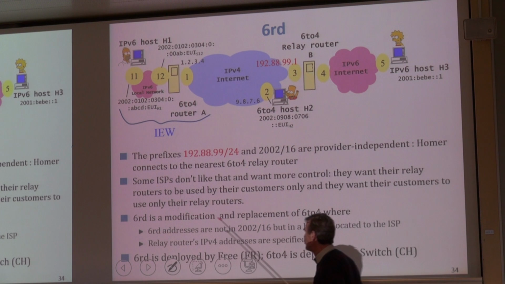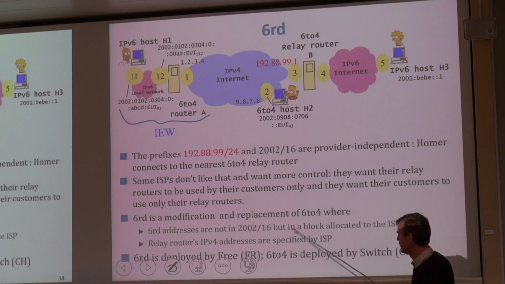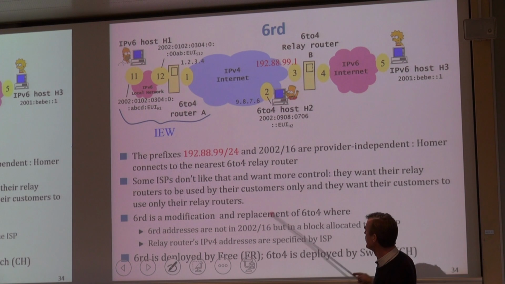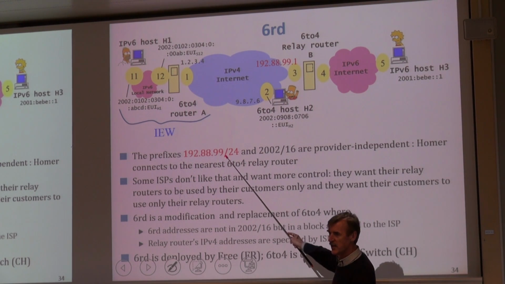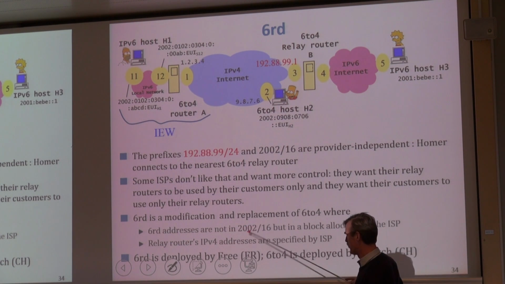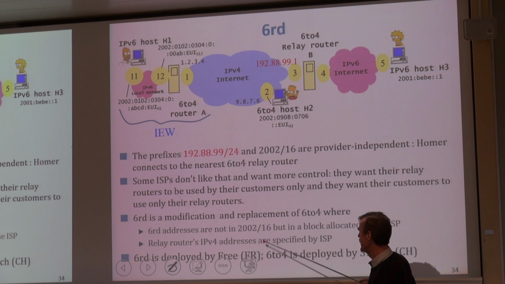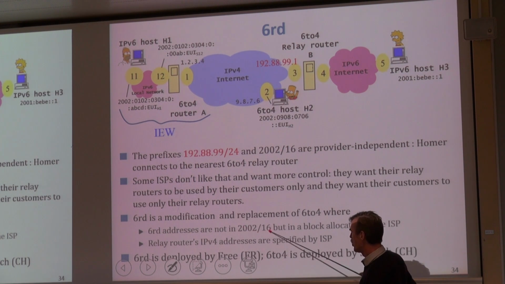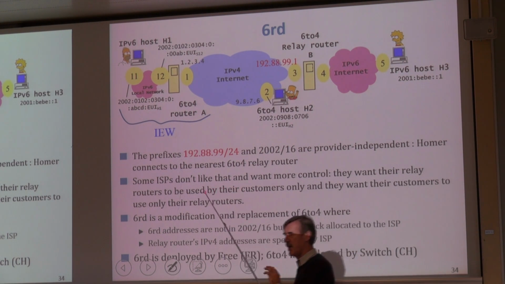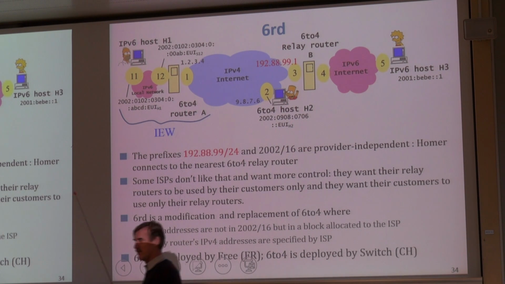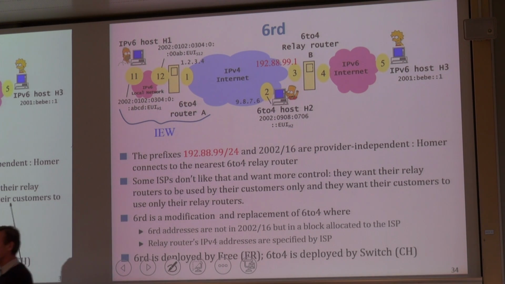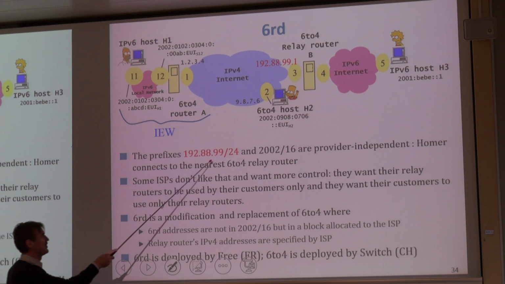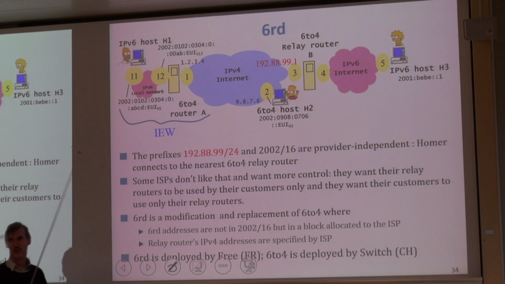Instead of having two well-defined blocks of addresses, the 2002 and the 192.88.99, instead of having those two well-defined reserved blocks, what is proposed, and is actually the standard today, is to do the same, but those blocks belong to blocks that are allocated to given ISPs, Internet Service Providers. So Free has its own 2002 block and its own 192.88.99, and Swisscom, if they support 6RD one day, will have to have their own, etc.